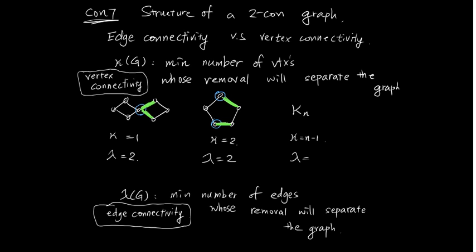And for complete graph, this one is okay. You can think of a complete graph on 5 vertices, then you can take out 4 edges, then it is fine. So it is n minus 1. The only weird case is how about K1, but just ignore that. So K1 has lambda equal to 0, but I don't know how to explain it.